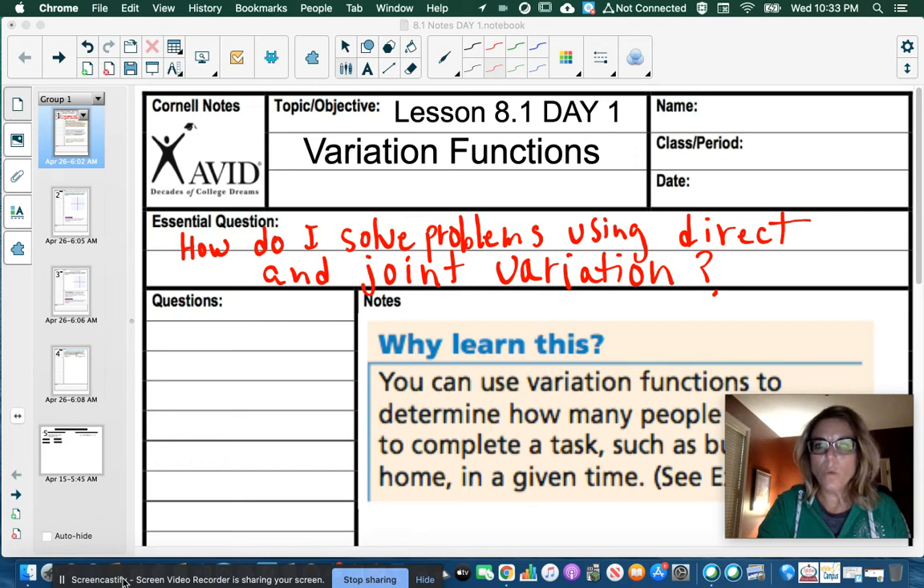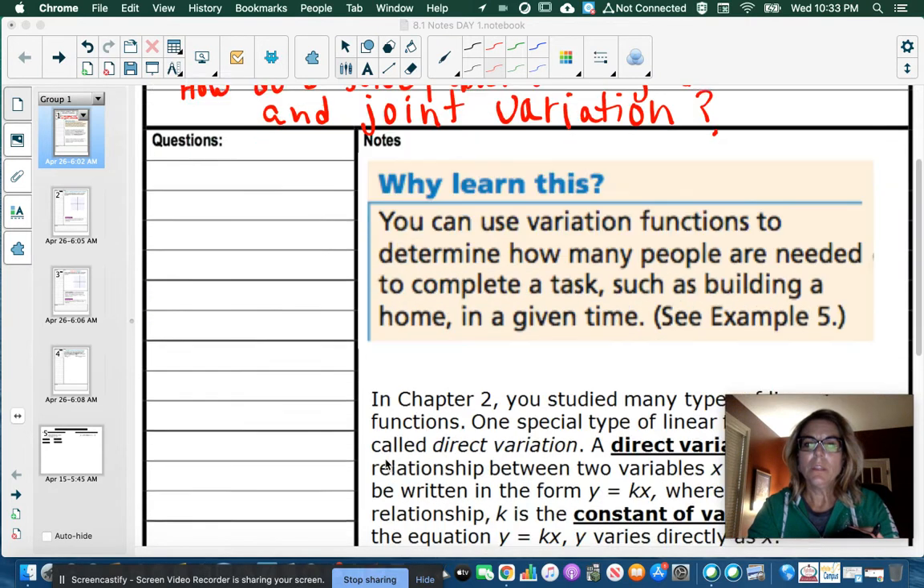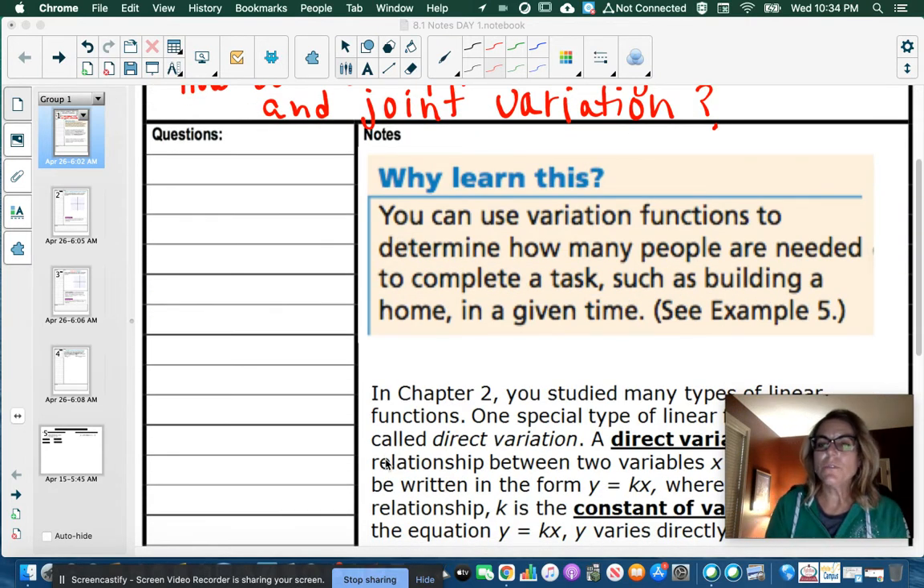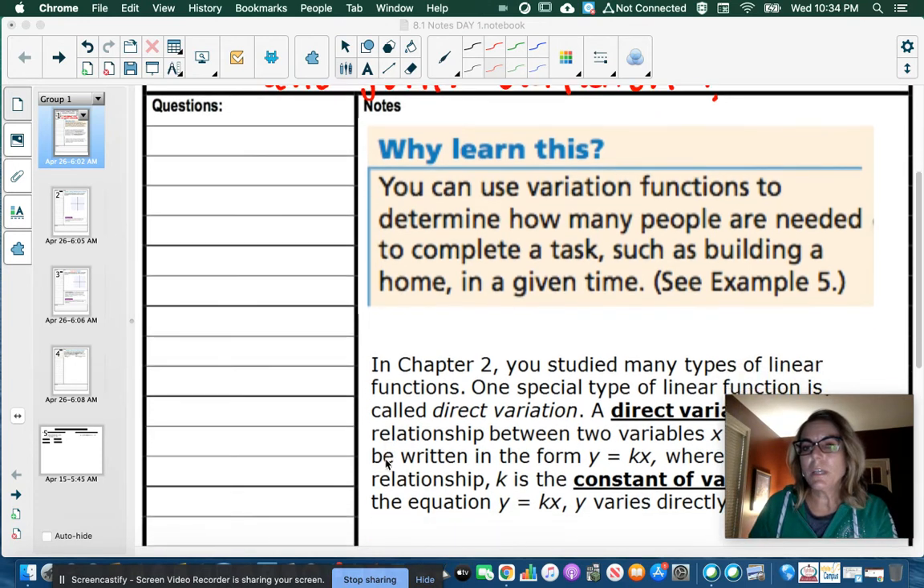Video 8.1, Day 1, Variation Functions. Please write down the essential question. How do I solve problems using direct and joint variation? Why do we learn this? Well, you can use variation functions to determine how many people are needed to complete a task, such as building a home in a given time.